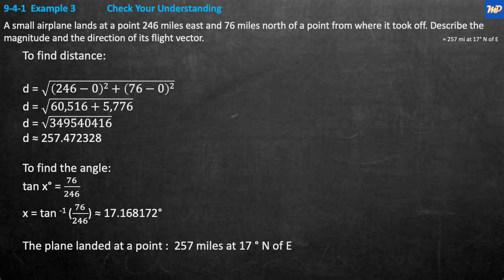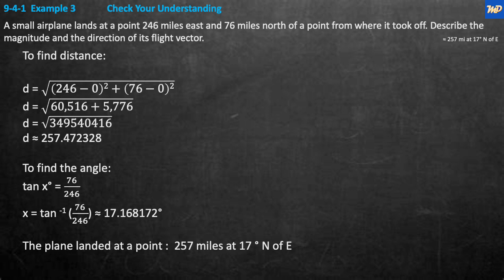Take the square root of 3,449,540,416. Let's put some commas. Taking the square root of that, you're going to get approximately 257.472328 miles. That's the distance.